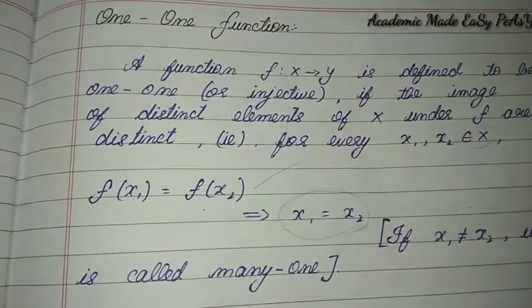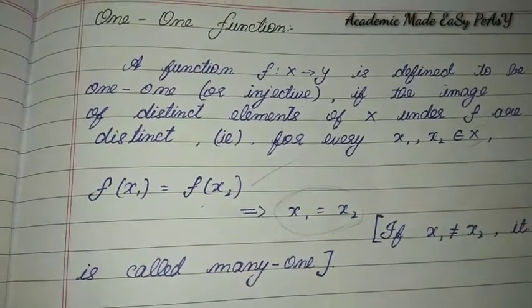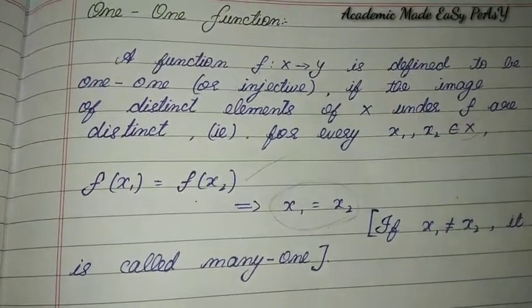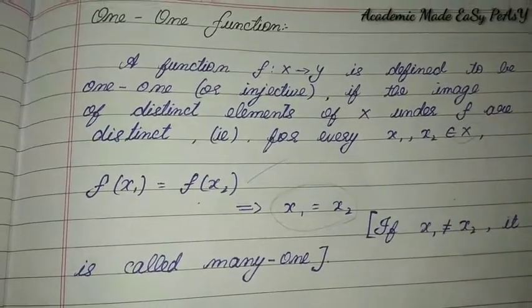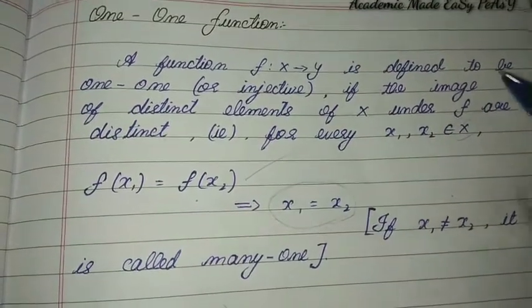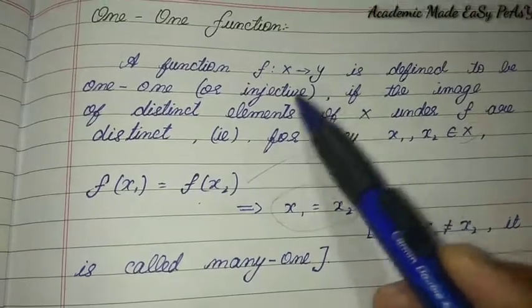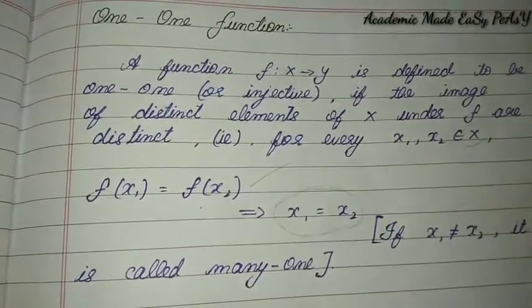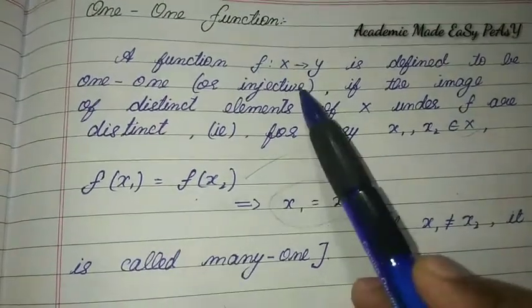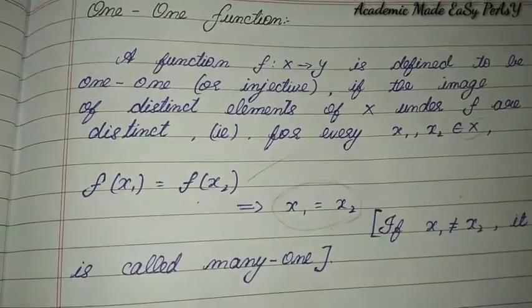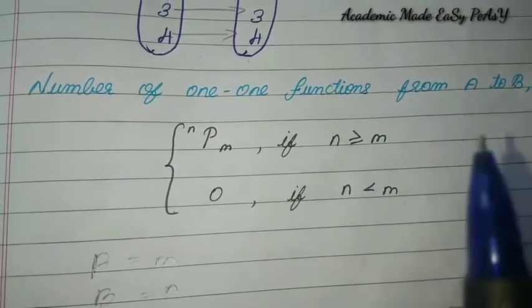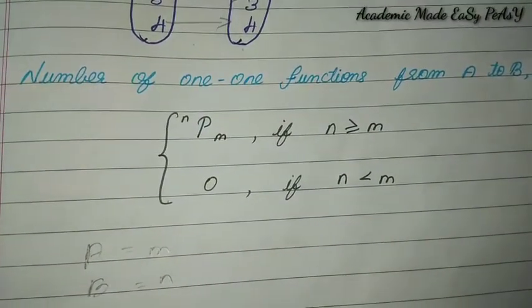For example, we'll take a real life example. An injection is used for only one person and it is thrown in the dustbin. Just like that, an injective function means one to one only. An injection is for only one person, not for many persons. Just like that, injective is one to one. Be clear. Now let me say how to find the number of one-to-one functions from A to B.